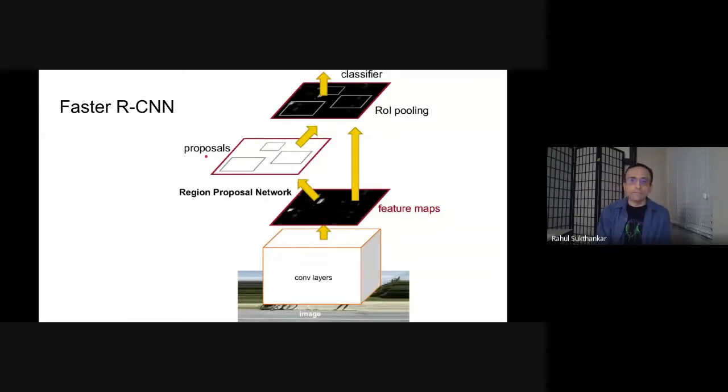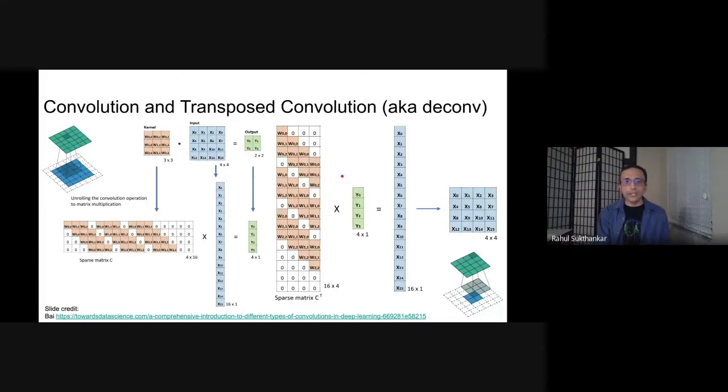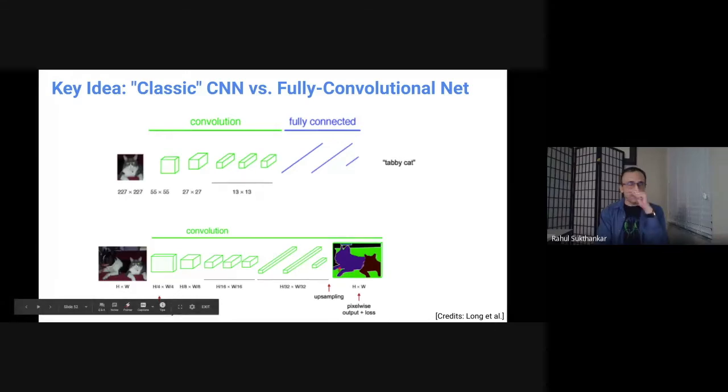More state-of-the-art approaches like Faster RCNN do exactly that. They have convolutional layers, feature maps, and do all this. I had a slide here about how you can do convolution using matrix operations, but we are not going to bother with it. You should know that this is done, and this is how convolutions become efficient, and that's why they fit well with graphics hardware. I did want to draw a contrast between the classic CNNs, which are convolution and fully connected layers giving an output like a cat, versus a fully convolutional network that gives you something like dense segmentation.